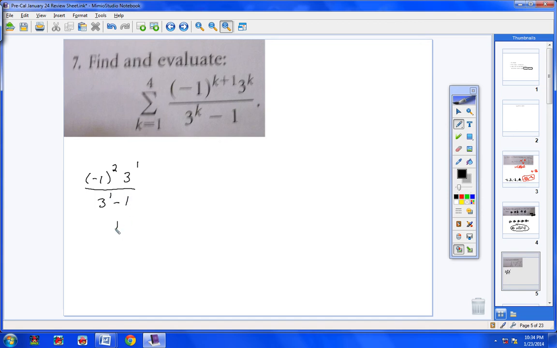Let's go ahead and work this out. Negative 1 squared would be a positive 1 times 3 all over 3 to the 1 is 3 minus 1 is 2, so 3 over 2. So your first term is going to be 3 over 2 plus, and now let's come up here, and now let's put 2 in everywhere there is a k.